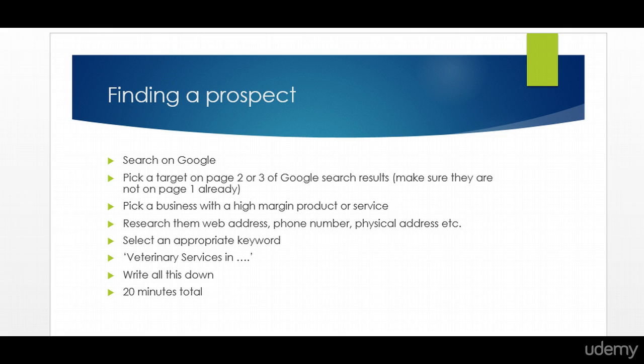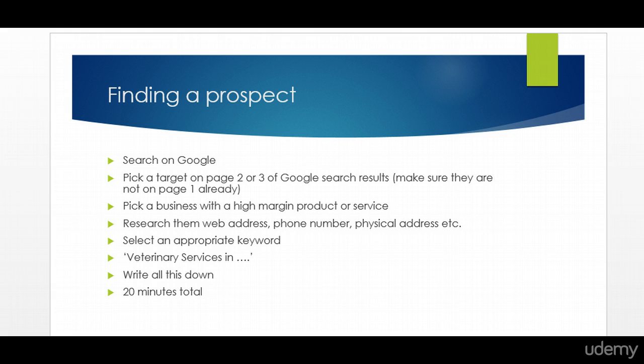We're going to pick a target on page 2 or 3 after we've done our keyword search. We put in our keyword. We don't look on page 1 of the results. We look on page 2 or 3. Okay? And the reason for that is because those on page 1 don't really need anything. They're on page 1 already. And those on page 2, however, they might be trying, but they're not there yet. They're not getting it right.